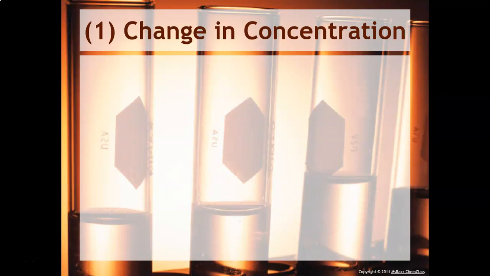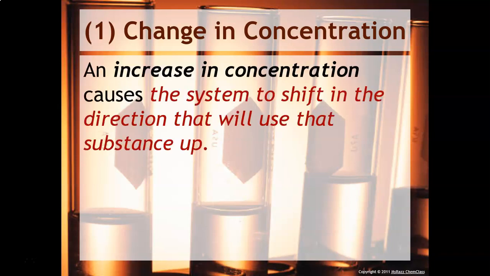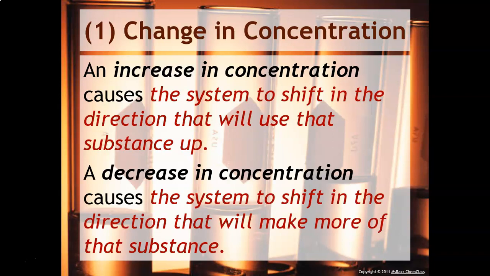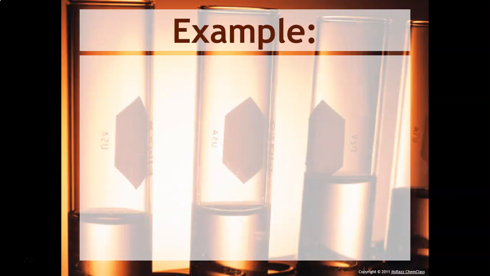The first stress that we can apply to a system in equilibrium is a change in concentration. If we increase the concentration, the system is said to shift in the direction that will use the substance up. So we're going to see the reaction move towards the side to move away from what was added. A decrease in concentration has the opposite effect. The system is going to shift in the direction that will make more of the substance, or it's going to shift towards the side where you removed some of that substance. So here's an example.